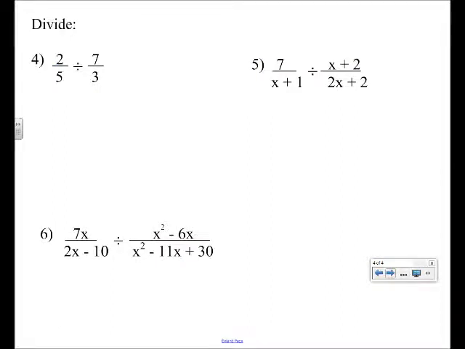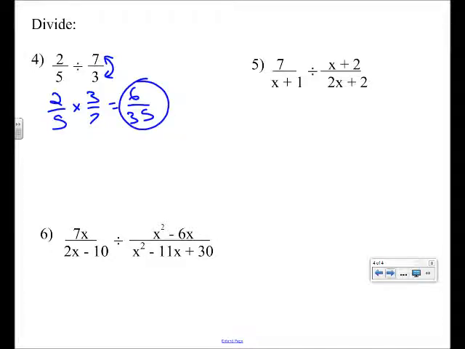Now we're going to do a little bit of dividing. We remember that when we divide fractions, the key step is to take this second one and take the reciprocal, or just flip it upside down. So if we're going to divide 2/5 by 7/3, we're going to have 2/5 multiplied by the reciprocal of 7/3, just 3/7. Well, we can do that fairly easily. We'll take 2 times 3, gives us 6. 5 times 7 gives us 35. We have 6 over 35.